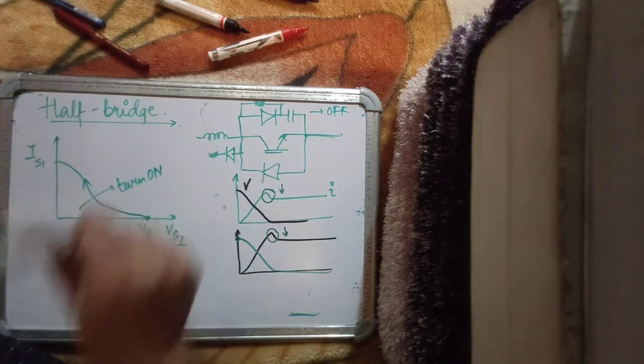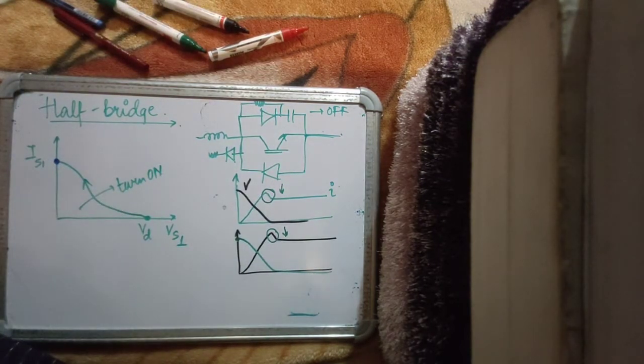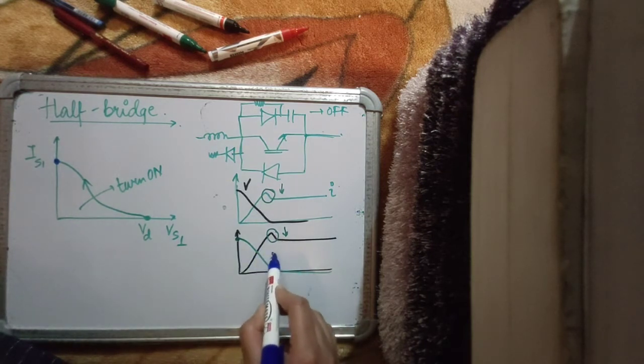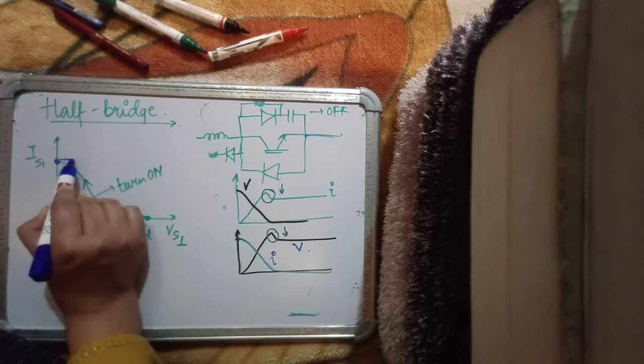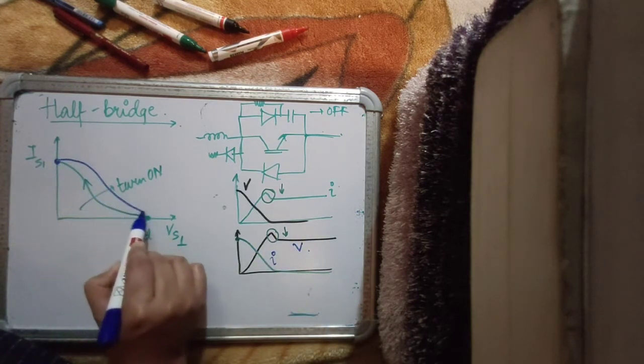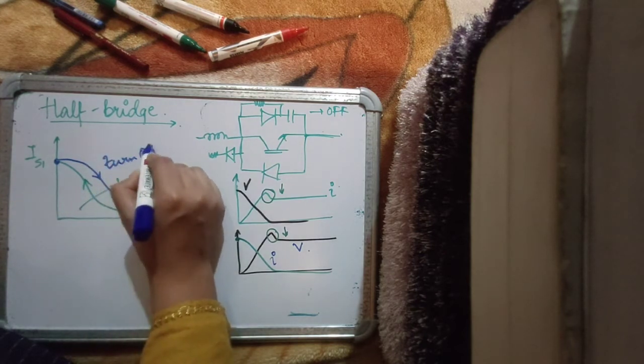And when you turn it off, you have reached this point, that means you're carrying some current and there is no voltage across the device, and now you want to turn the device off again, then obviously the current through the device will start falling and voltage will start rising. So current will start falling and voltage will start rising. So this is turn off.